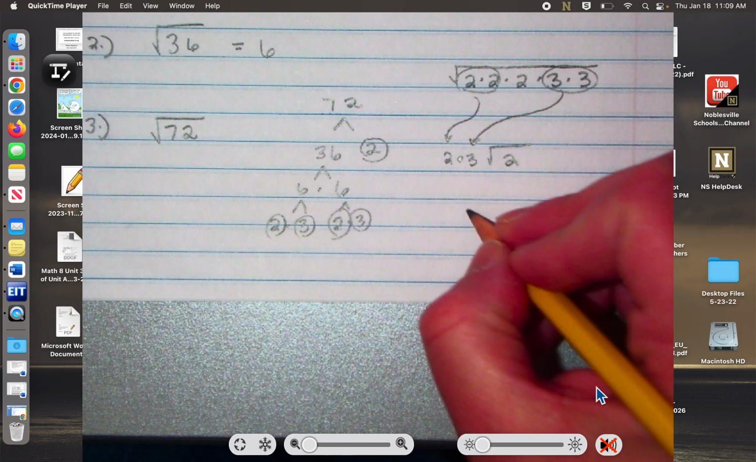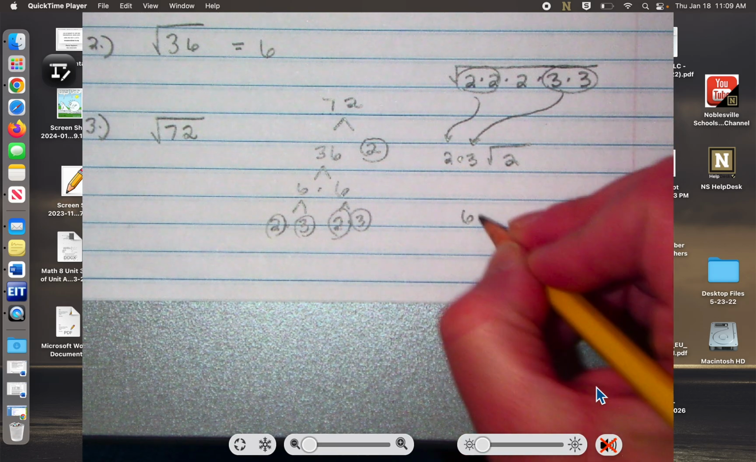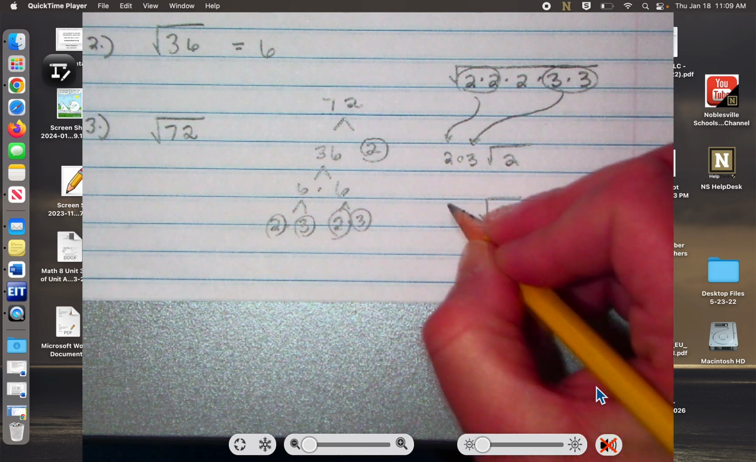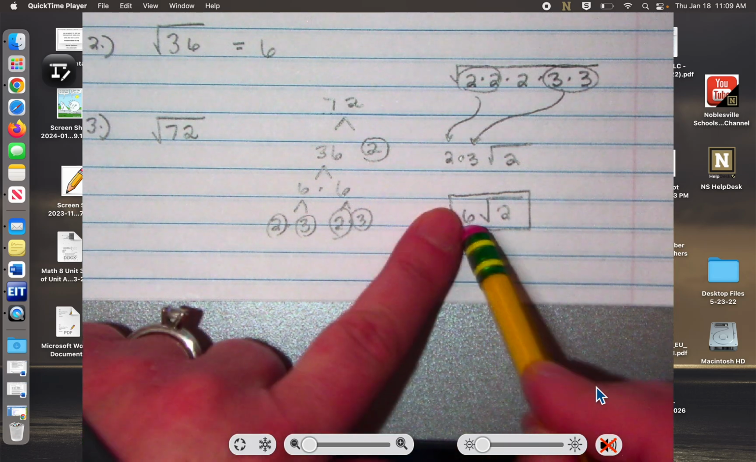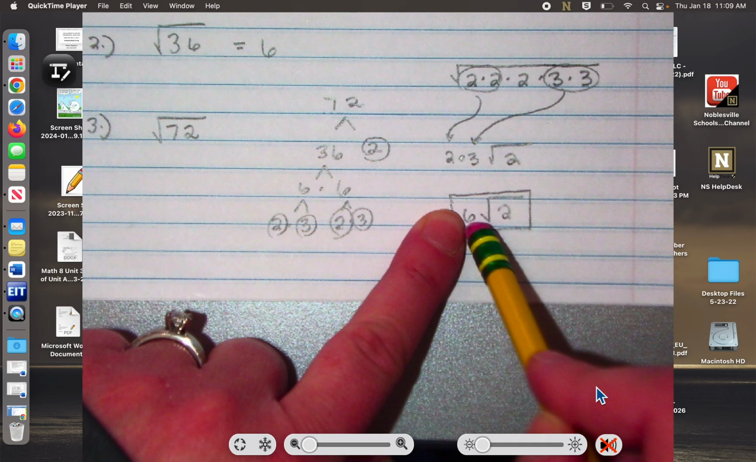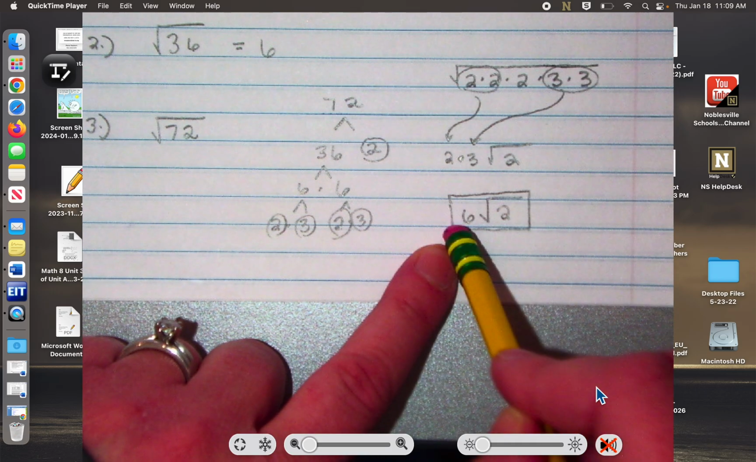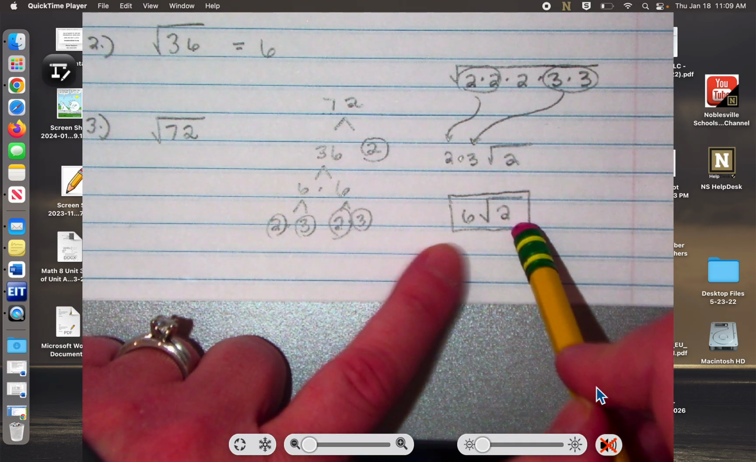And so then I would say, all right, well that simplifies: 2 times 3 is 6. 6 square root 2, that's my answer. And that's telling anybody that this started out as 6 times 6 times 2. And that's exactly what 72 is made of. 6 times 6 times 2. Okay?